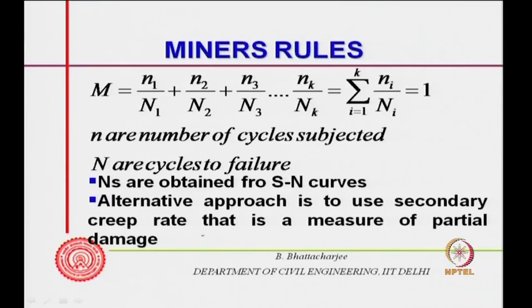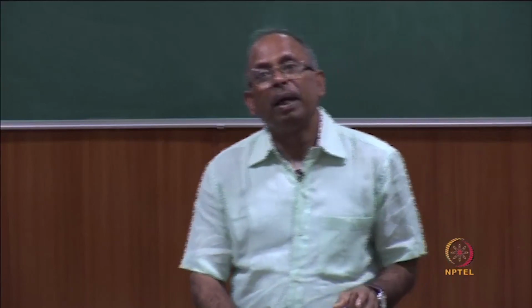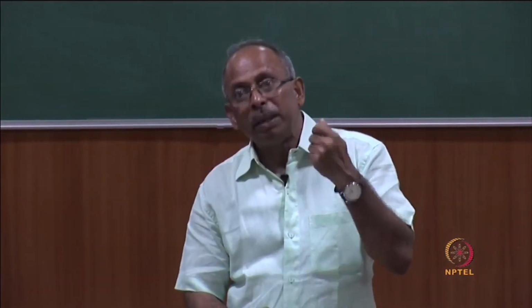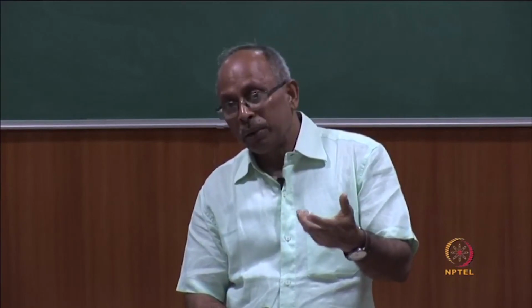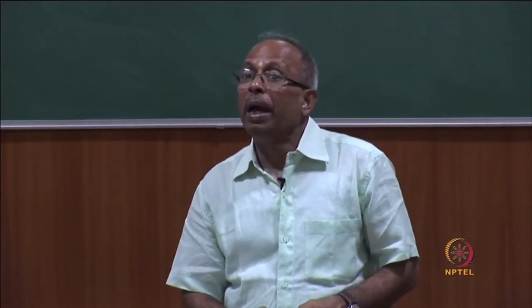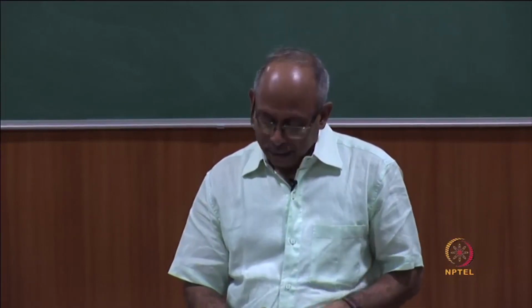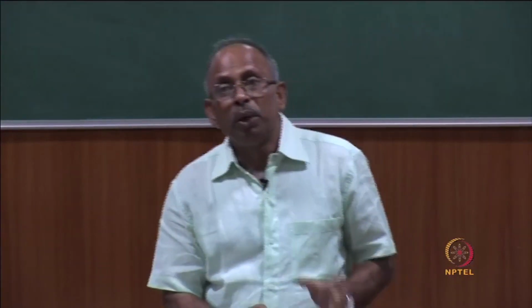An alternative approach is to use the secondary creep rate, which is a measure of partial damage. If the secondary creep rate is known, then depending upon the creep rate, the number of cycles it can withstand can be found out. Under a given static sigma 0, if I know the secondary creep rate for that material, it can be related to the number of cycles, capital N, and then one can find out. So, this is Miner's rule. This is related to creep and some related aspects we discussed. So, this is all about creep.